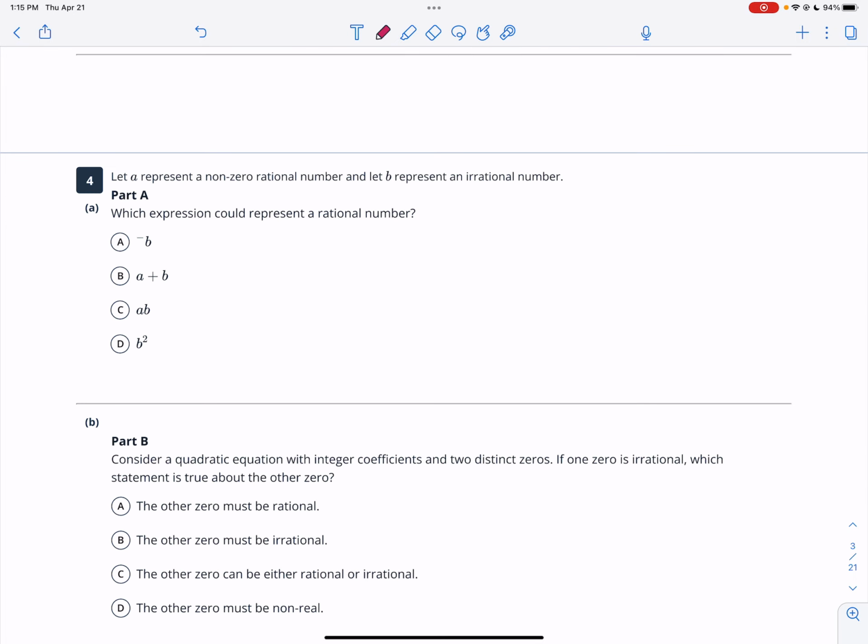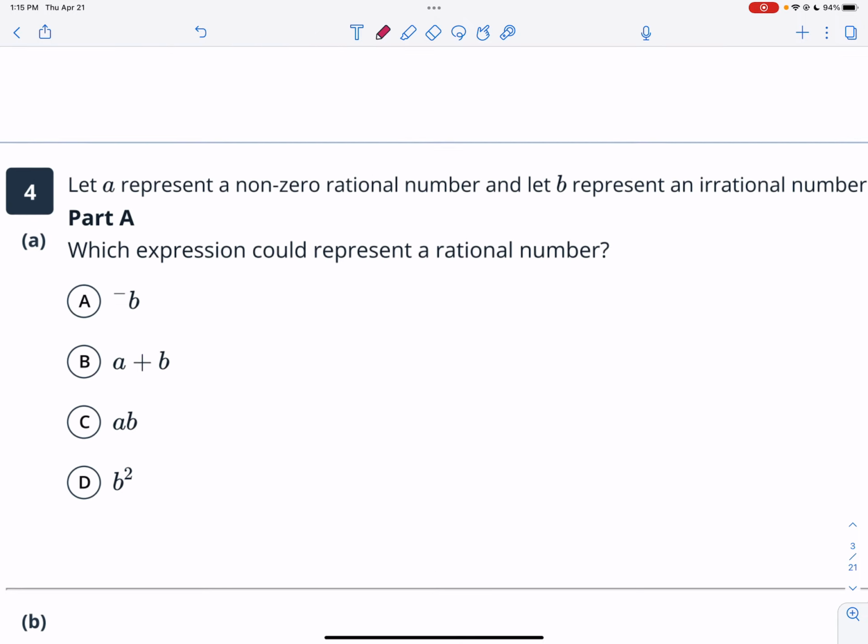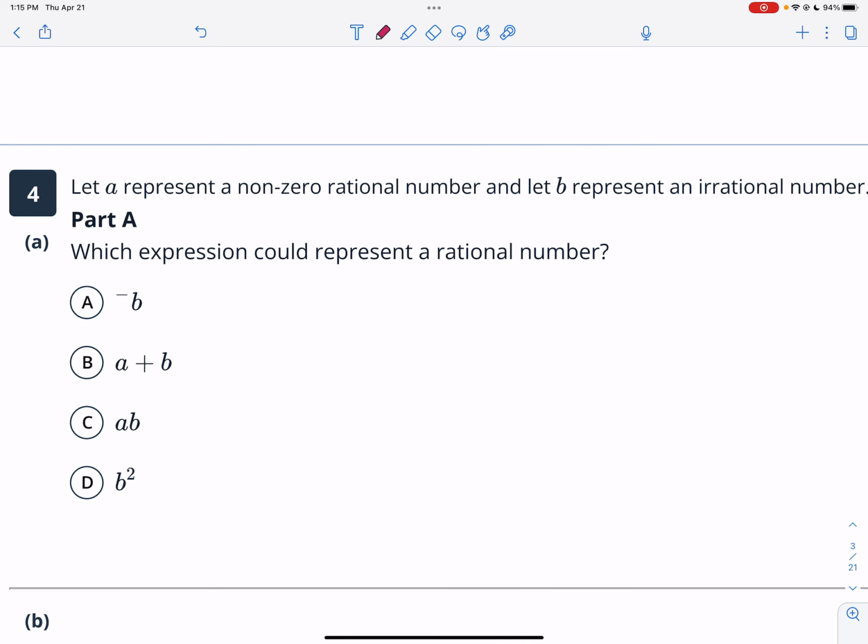Let A represent a non-zero rational number and B represent a rational number. Which expression could represent a rational number? So let's see. It's looking for which one could represent a rational number. So we're really looking at what operations between two numbers.